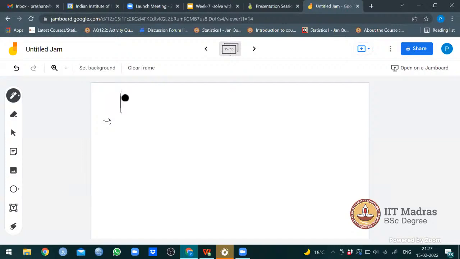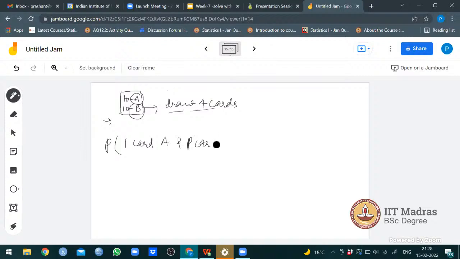Suppose there are 10 cards of type A and 10 cards of type B. For example, I'm saying there are 10 cards of type A and 10 cards of type B, and in total I draw, suppose, 4 cards. Then what will be the probability that one card will be of type A and the other cards of type B?